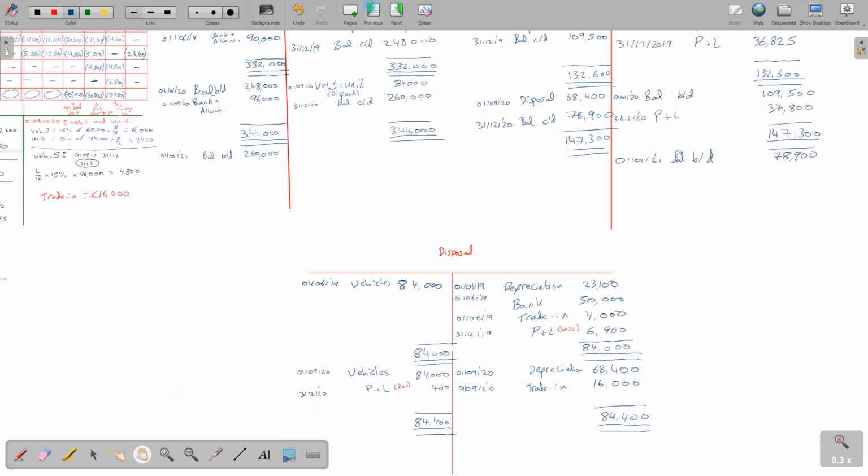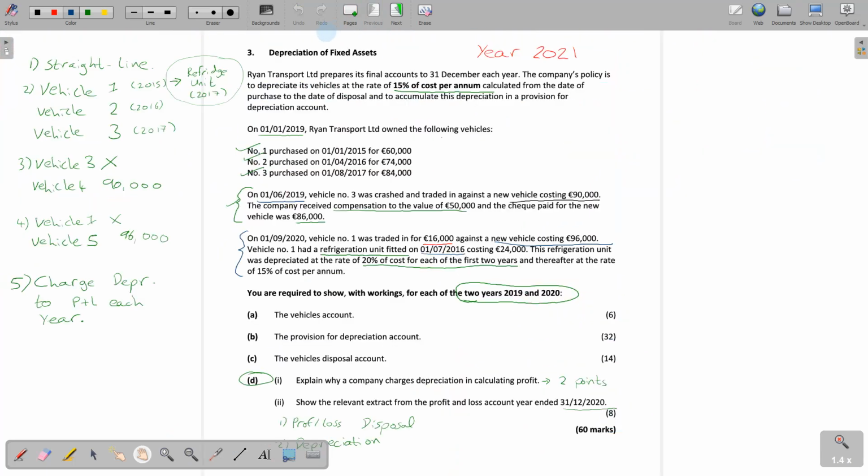Now we'll go back to what they want from us. So explain why a company charges depreciation in calculating its profits. So we need to make 2 points essentially, and each of them are going to be worth 2 marks. So why would a company charge depreciation calculating its profits? So we can say, I'll just make a small note here.